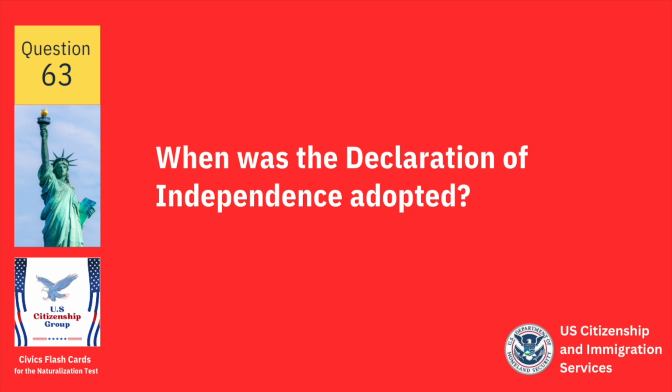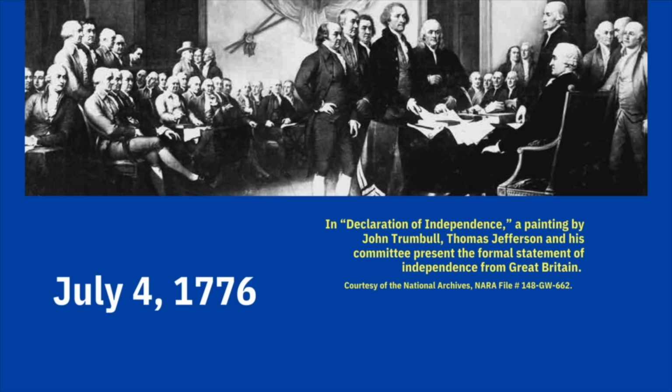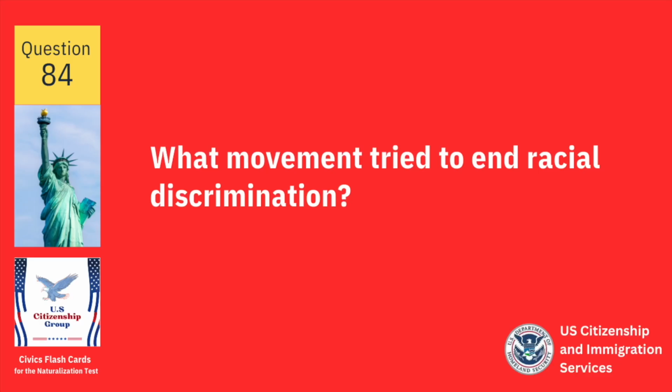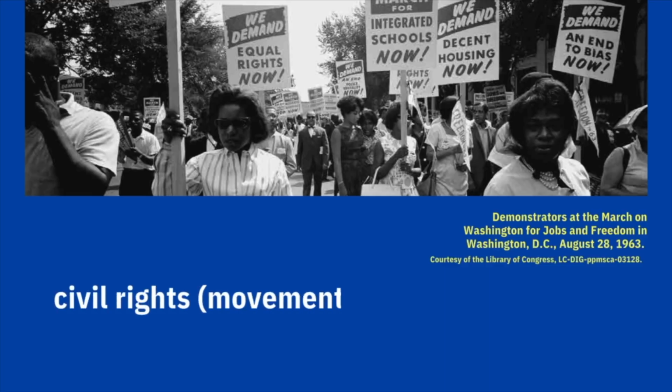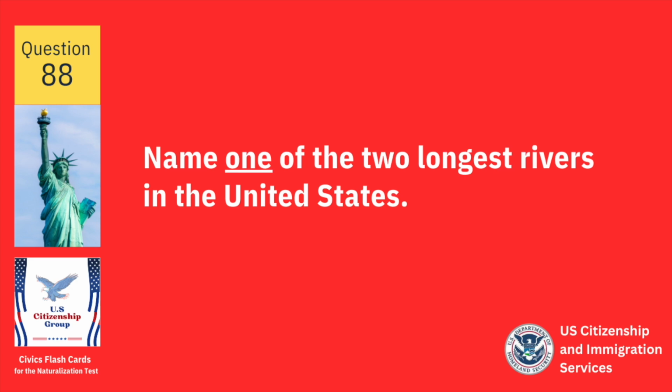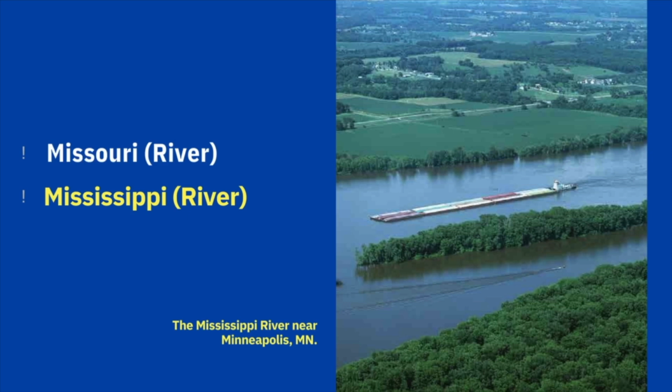When was the Declaration of Independence adopted? July 4, 1776. What movement tried to end racial discrimination? Civil rights movement. Name one of the two longest rivers in the United States. Missouri River.